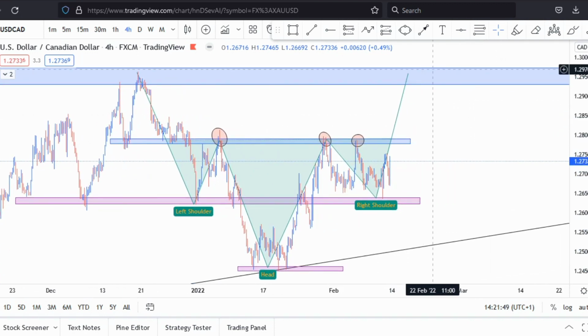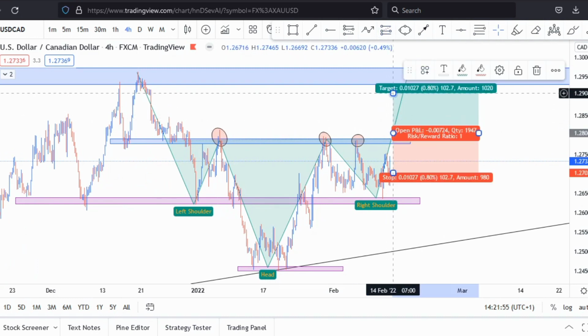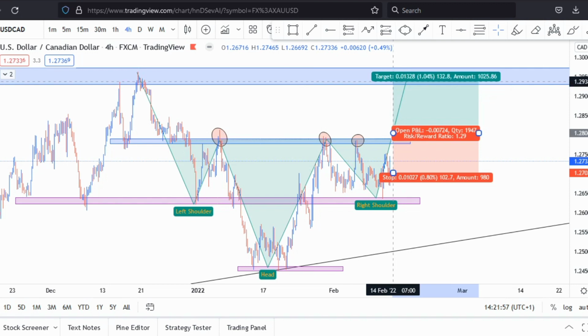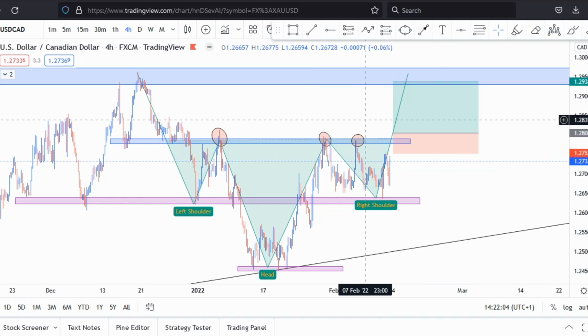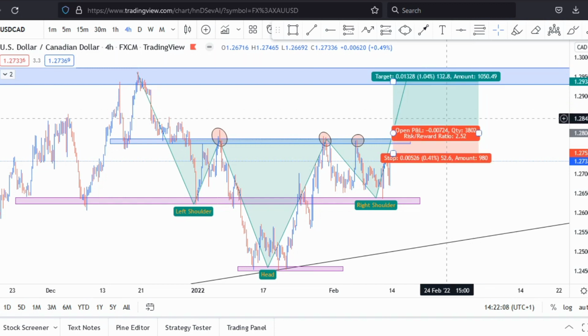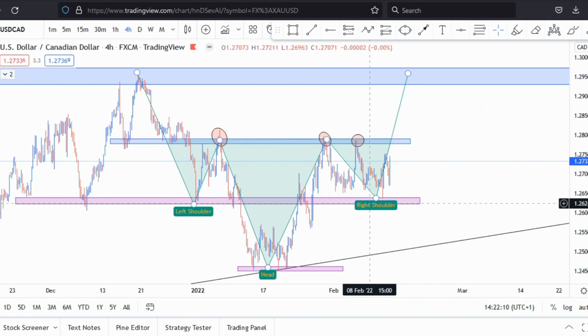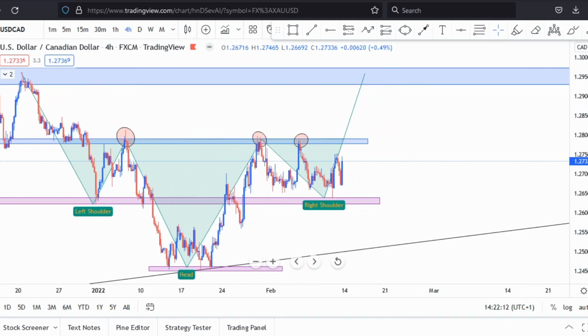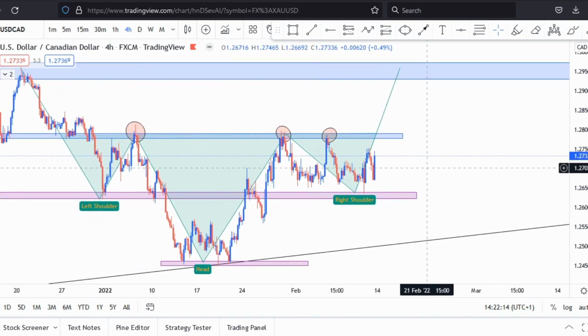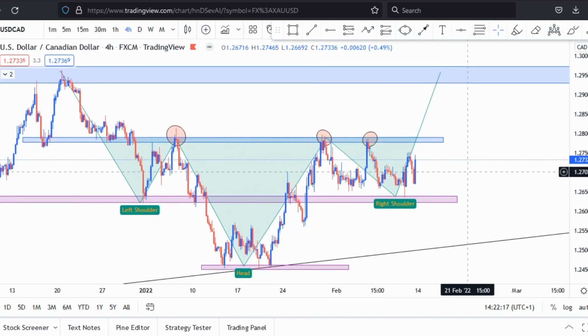And if price plays out the way we expect it to, then we should be expecting to make at least 120 pips on this particular move, risking about 50 pips. So this will be a very good trade to take, and I hope you'll be able to capitalize on that as well. You just need to be very patient. So this has been my analysis for USD CAD.